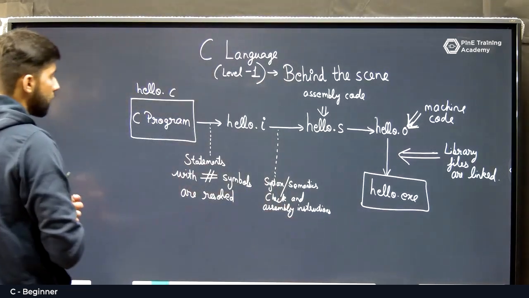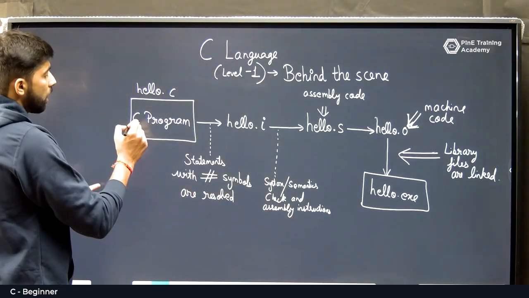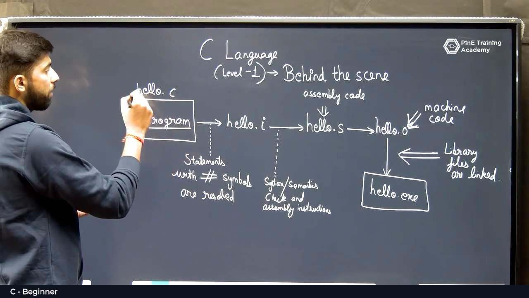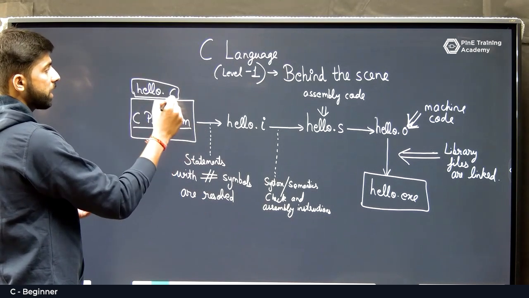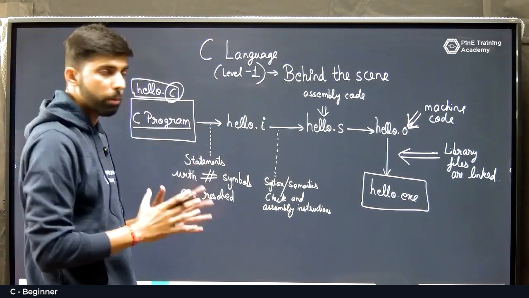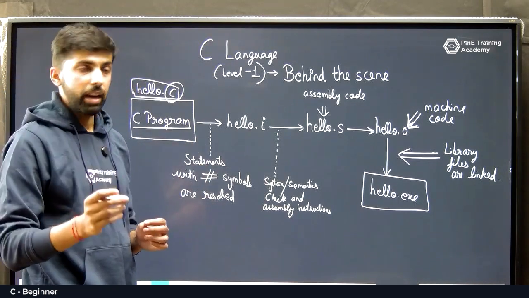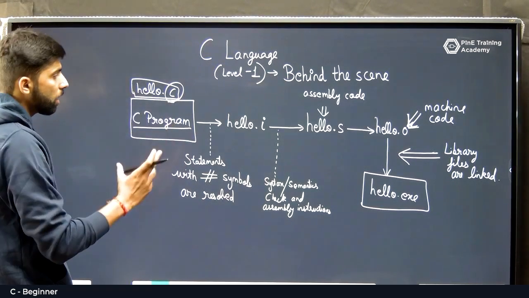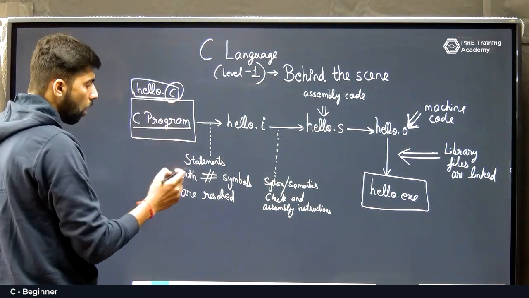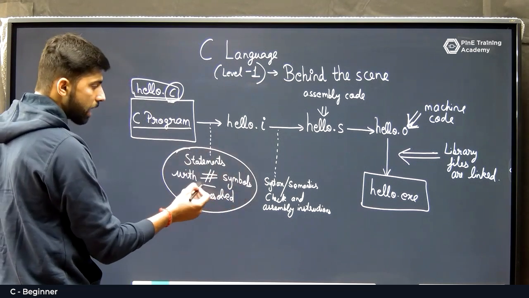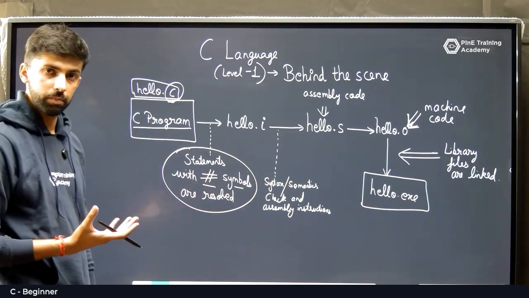Let's look at them. So first, you will write your C program in a file which will have an extension of .c. So when you write a program in C, the file has an extension of .c, right? When we click on compile, first all the statements with hash symbols are resolved.